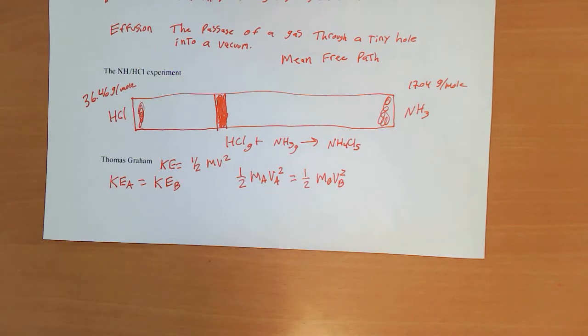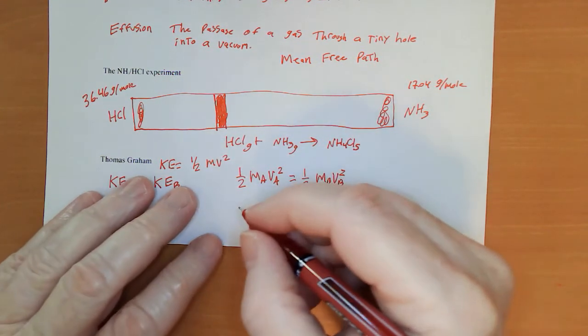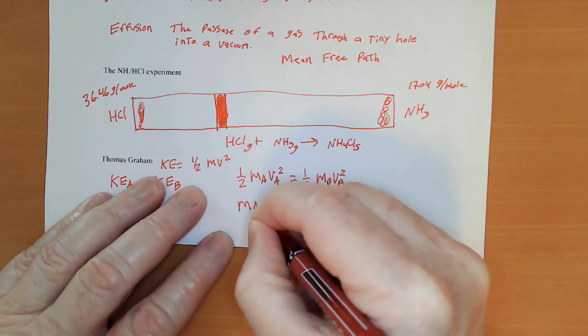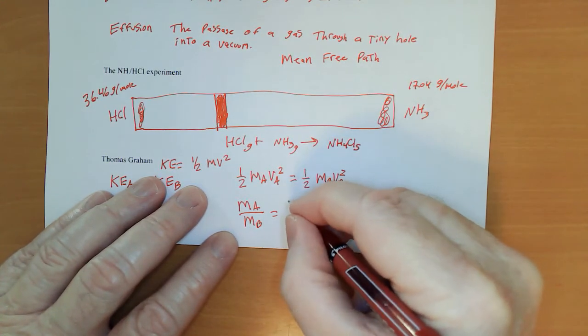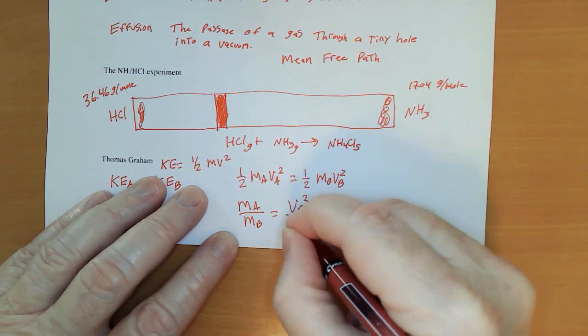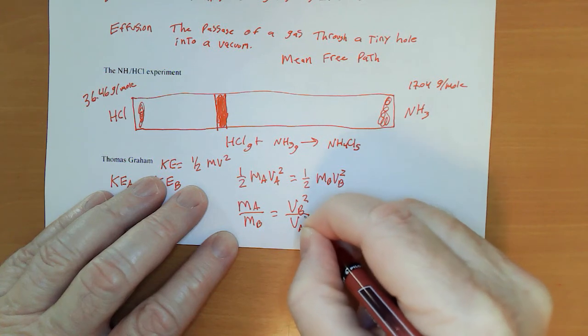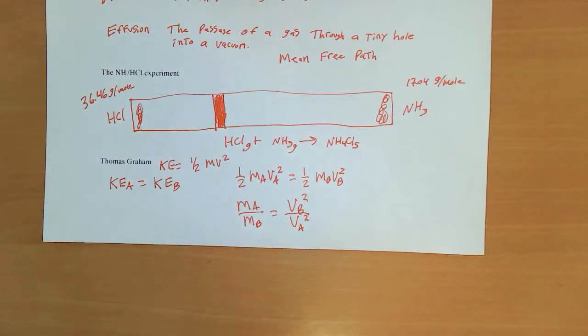Okay? Now I can do a little bit of algebra to that and see that the mass of gas A divided by molar mass of gas B equals velocity of gas B squared over velocity of gas A squared. So I can compare the rates at which gases diffuse and use that to determine the molar mass of a gas. Okay, we'll come back on page 14 and do some of that mathematically.